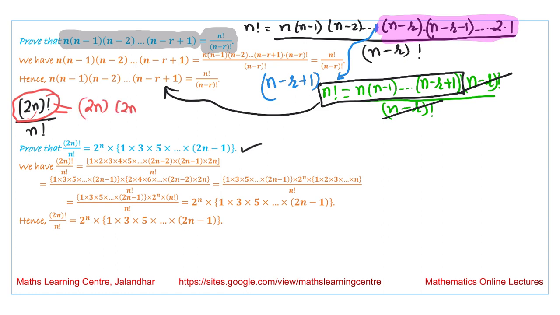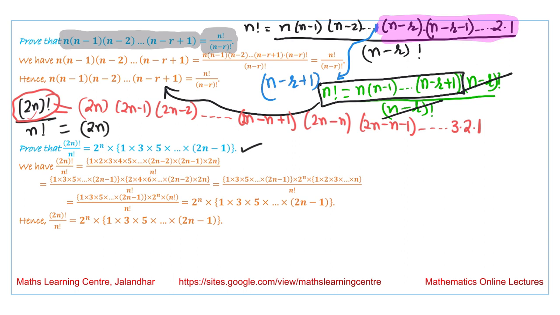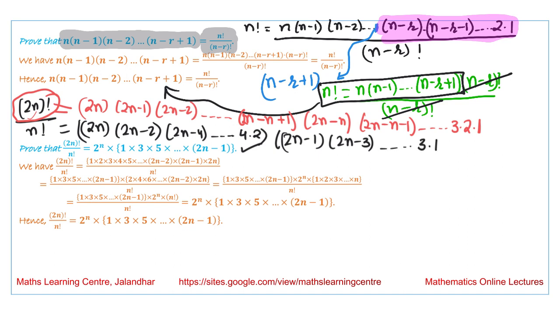into 2n minus 1 into 2n minus 2, and so on up to 2n minus n plus 1, 2n minus n, 2n minus n minus 1, and so on up to 3 into 2 into 1. We are saying that we have the numbers in this form. Now we can separate these numbers as even and odd. We write it as 2n into 2n minus 2 into 2n minus 4 and so on up to 4 into 2. These are the even numbers, and the odd numbers will be 2n minus 1 into 2n minus 3 and so on up to 3 into 1.